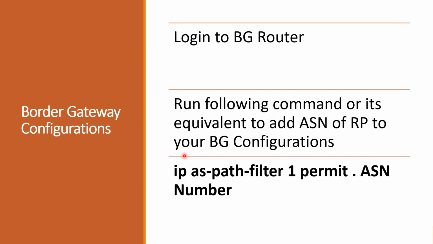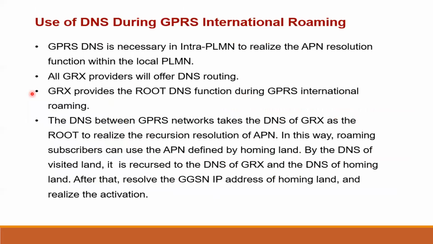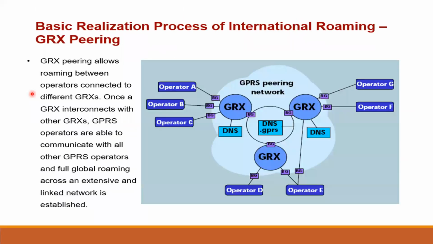Right. The other configuration which we need to do is on the border gateway. So if we look back into the introduction of GRX peering, all the operators which are connected with GRX, this connectivity is done via the border gateway. Border gateway, as the name suggests, is a gateway at the border of the operator.